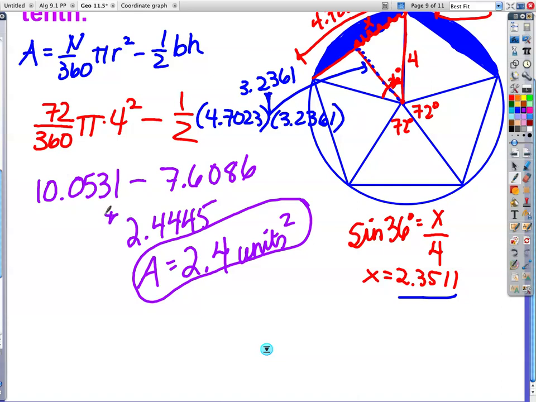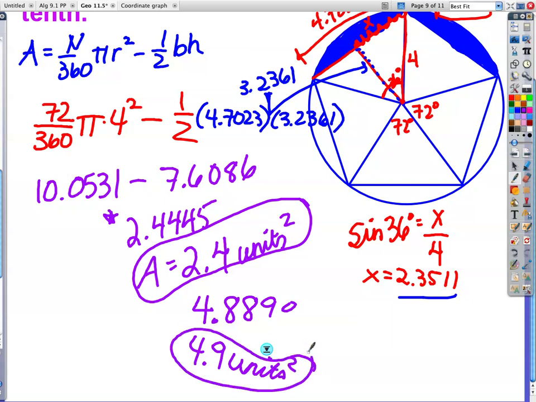Actually, I should double this one, but it's going to come out the same. It's going to be 4.88, which I would round to 4.9. Yeah, so we're going to go 4.9 units squared. Oh my gosh, I almost gave you an opportunity to get some extra credit, but no, this should be your answer. Okay.